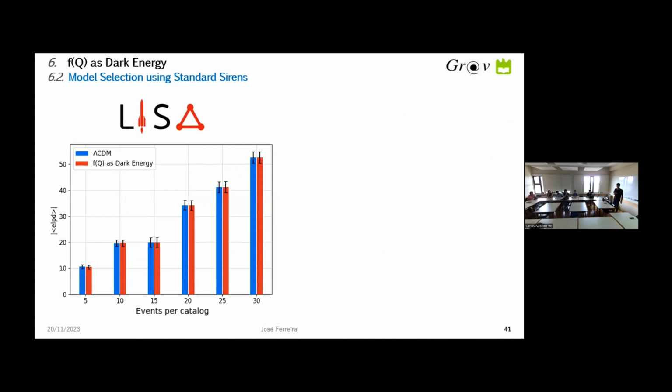We then try to assess whether by increasing the number of events per catalog, we can actually make a distinction between them. So we generated several catalogs with an increasing number of events. We computed the average ELPD across all catalogs. And what we saw for LISA is that no matter how many events per catalog we have, there is no distinction between the two models. They are equally good.